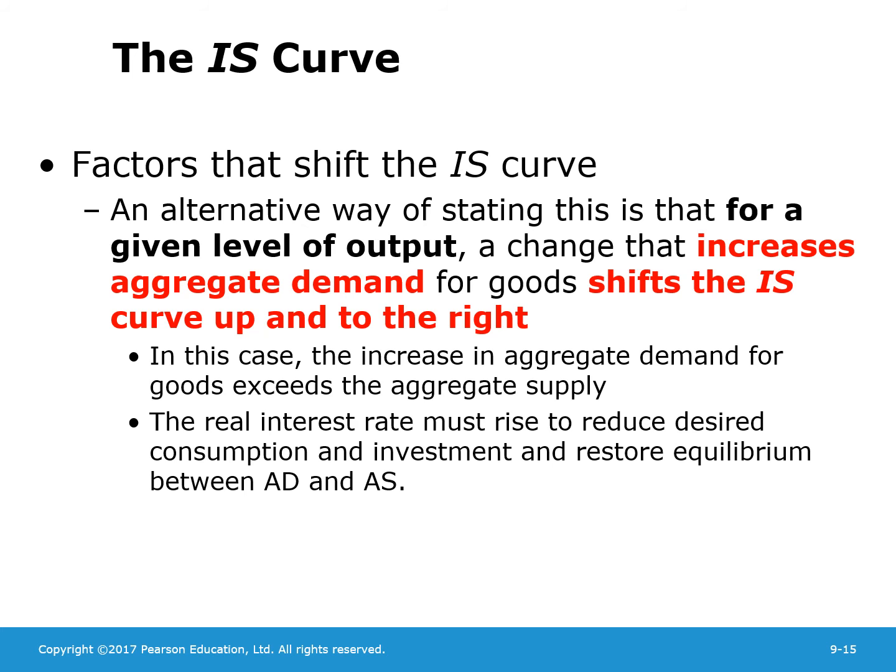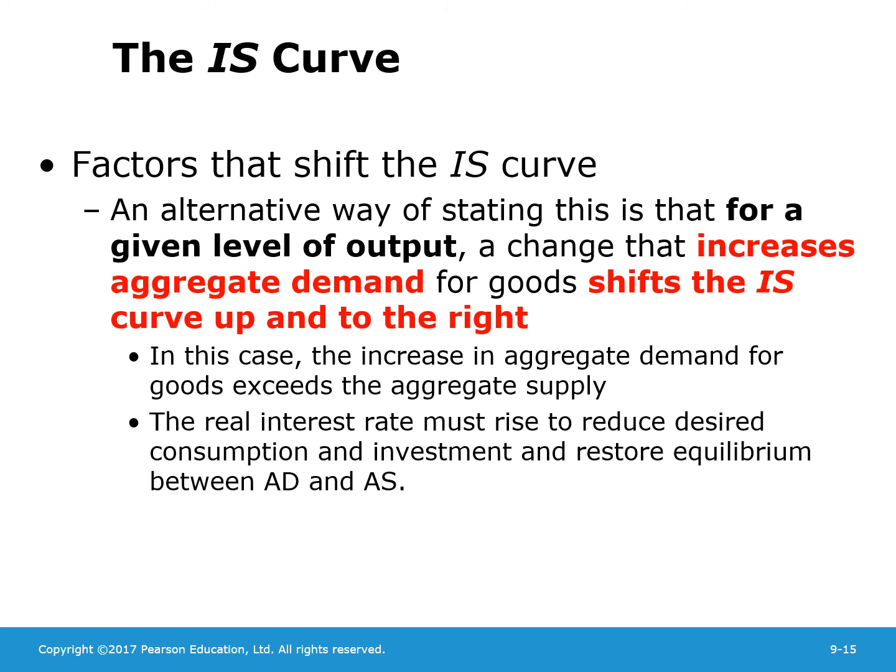So when we have a factor that increased the aggregate demand, as in the example we just saw, where the government increased its purchases, it increased the aggregate demand in the market. Now the aggregate demand has become higher than the aggregate supply. So how do we restore equilibrium in the goods market? The real interest rate must rise to reduce it.